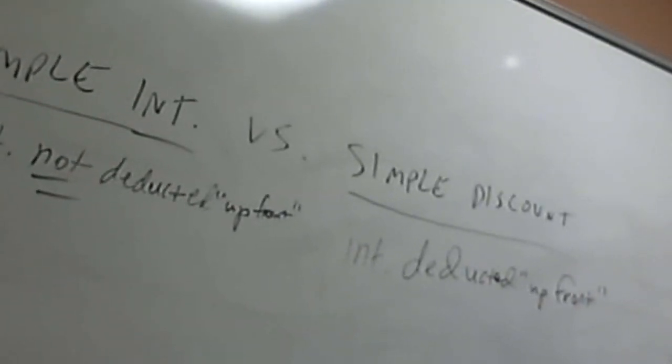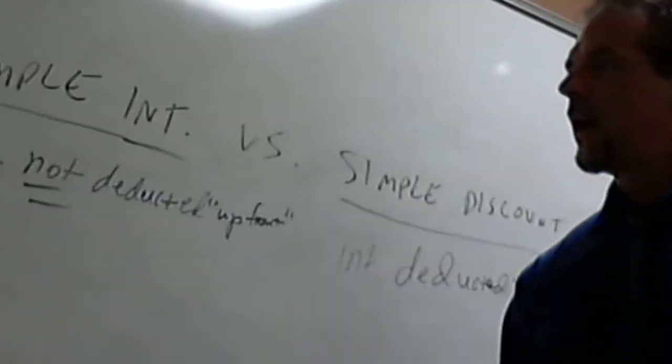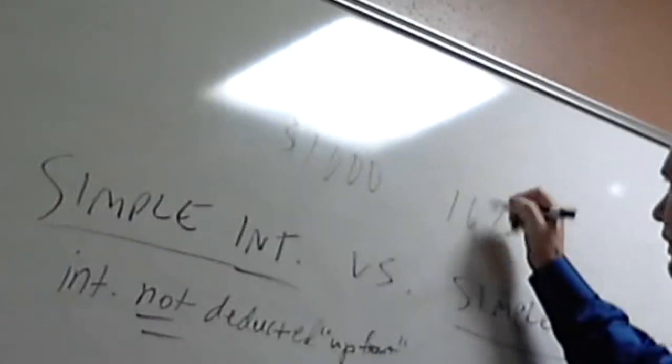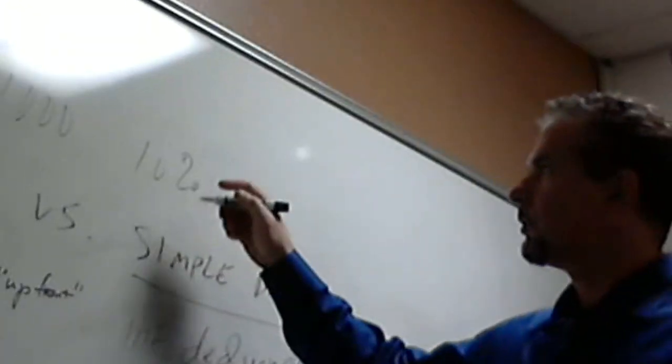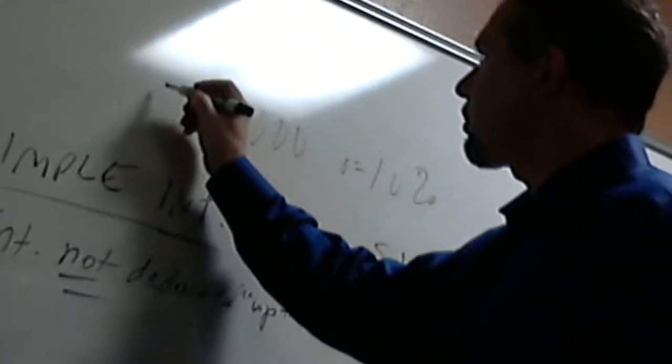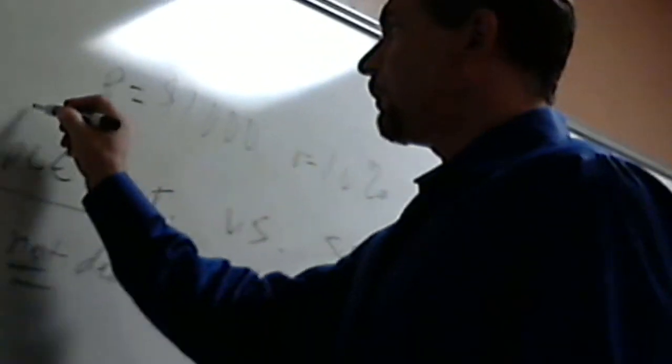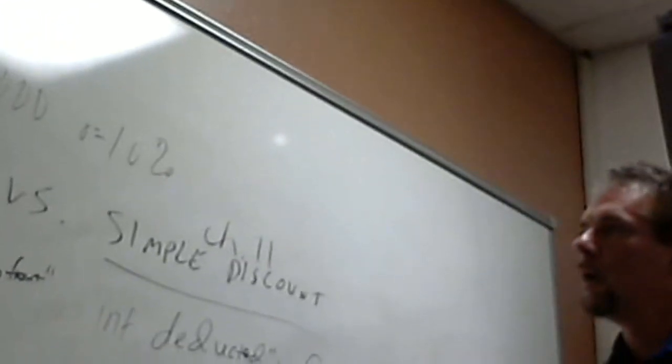So, for instance, let's keep it simple. If you borrow $1,000, and let's say you have 10% interest. I'm trying to just keep this very simple with the numbers. So here's your interest rate, R. Here's your principal, which you're borrowing. Under the simple interest method, which we did in chapter 10, what would happen is you would walk out of the door.